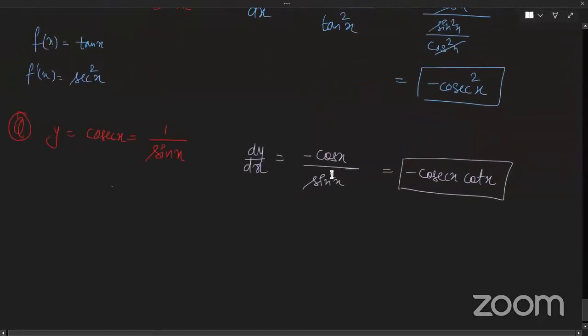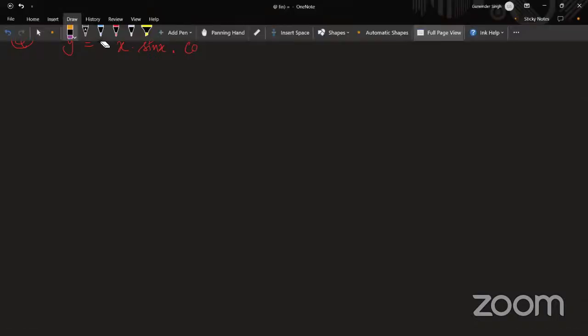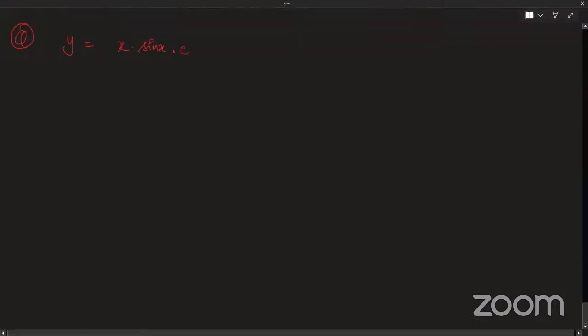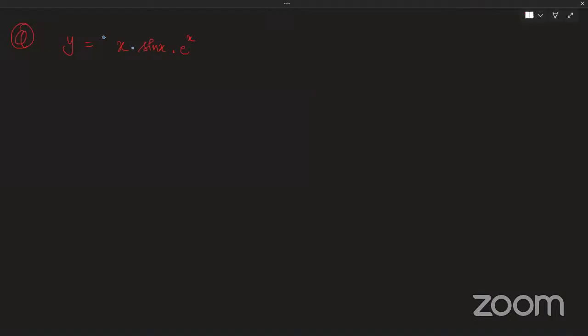Okay. Let us give it a try now. So let us see if we can do this case also. So you have got y is equal to x into sin x into, let us take some other function, e raised to x. So you have got three functions that are multiplied. So what can we do over here? You have got three functions that are multiplied to each other. So what can you do?